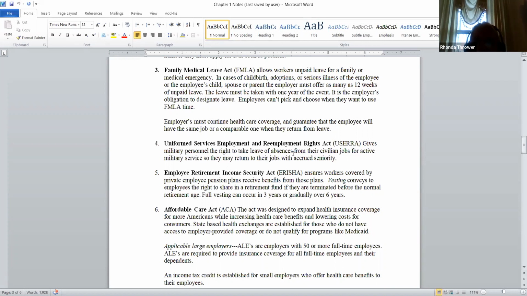So if you're employing an employee who is on active duty, maybe in the National Guard, or in active duty for the Army, then if they are called to active service, there are laws designed to protect these military personnel. They have the right to take leave of absences from their jobs for active military service so that when they return to their jobs, they still have accrued seniority.